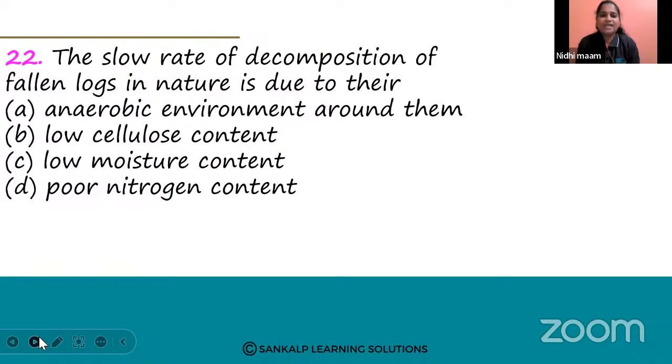The slow rate of decomposition of fallen logs in nature is due to. Fallen logs means the trunks of the trees. So when they fall, they will undergo very slow decomposition. Why is it like that? A, anaerobic environment around them, low cellulose content, low moisture content, poor nitrogen content.